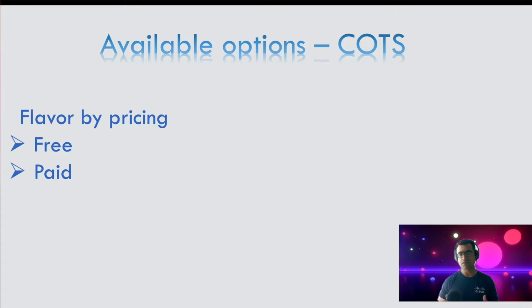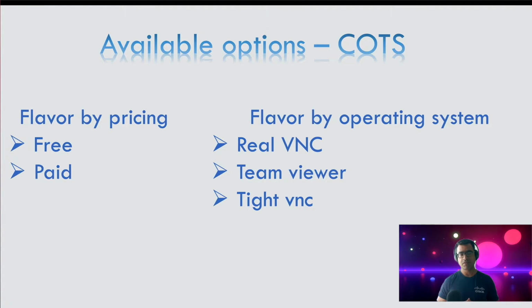Available options can be categorized commercially, as flavors by pricing. We have free options, because open source licensing is available as well. Then there are companies which do the niche job, like providing support and adding a layer of security, which you have to pay a price for in those solutions. Then flavors by operating system, to name a few: RealVNC, TeamViewer, TightVNC. Different companies provide you different binaries for your Windows, Mac, or Linux, right? So choose or download whatever is applicable to you.